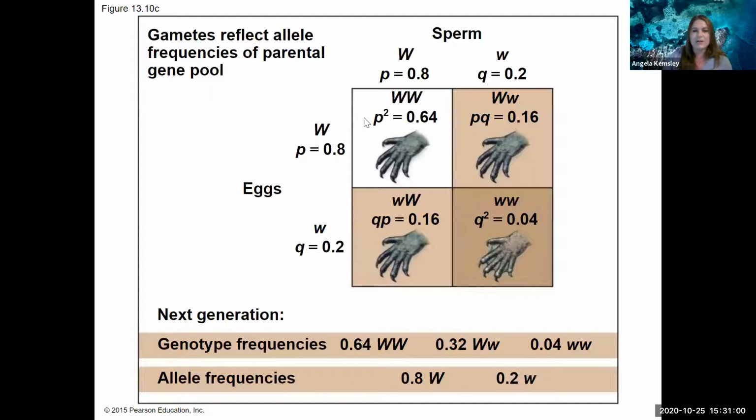You'll notice we're starting to get into the equation here. So here's p squared, where we have one parent with p, big W. So big W is actually p squared in that equation. And that gives us p squared equals 0.64. If you get a little w from one, big W from the other, that is pq, 0.16. Same thing down here. And then if you get w, little w, that is q squared equals 0.04.